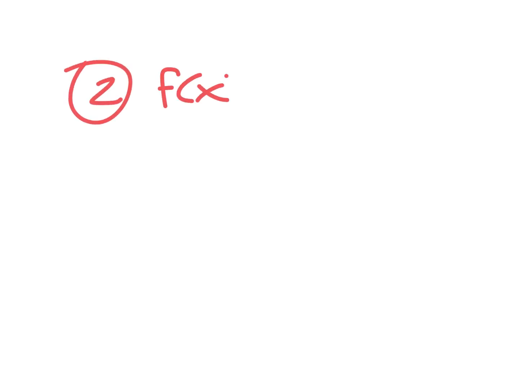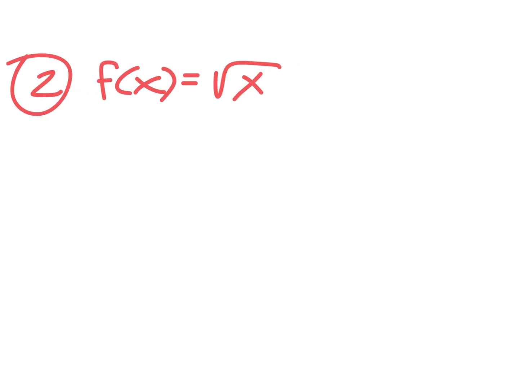All right, let's move on to the second question. Bodie, would you read us number 2? F of x equals square root of x. Ooh, that's gonna have restrictions. Keep going. G of x equals x squared plus 2.